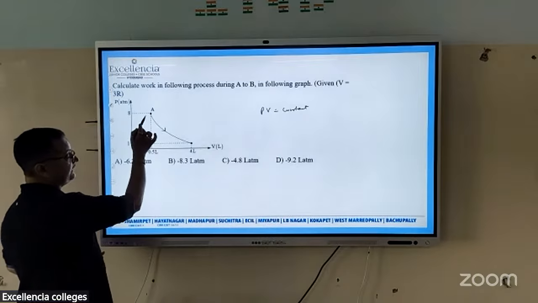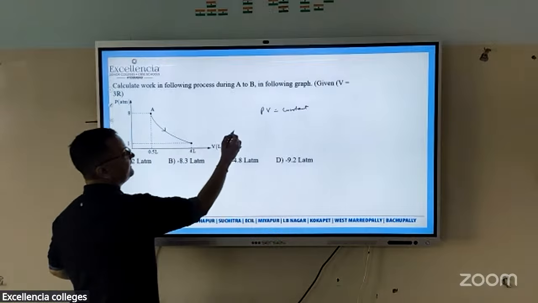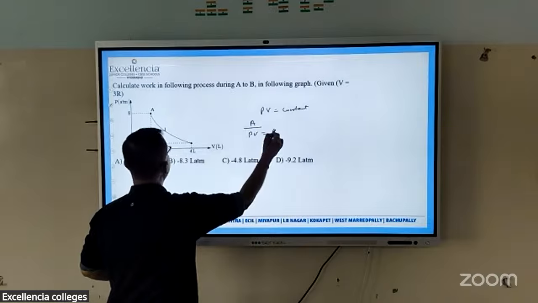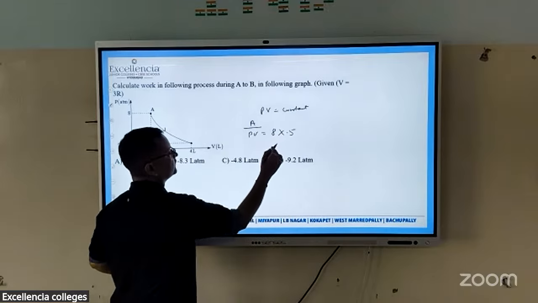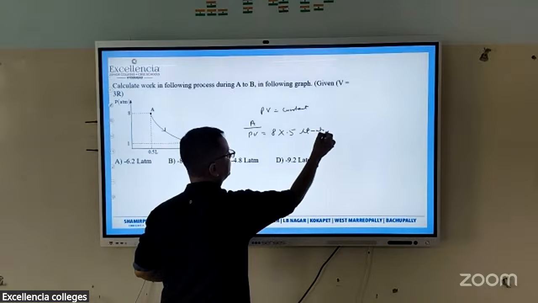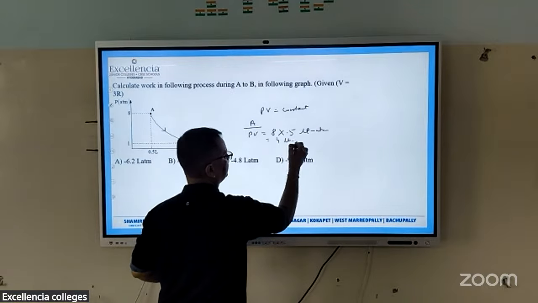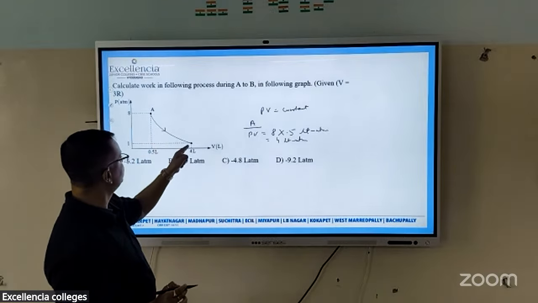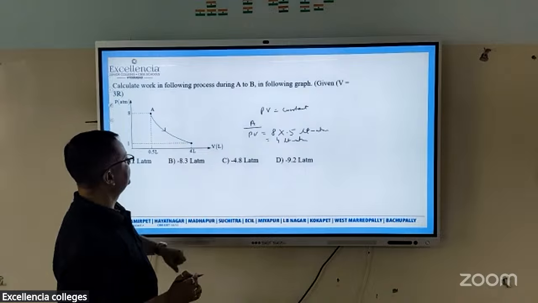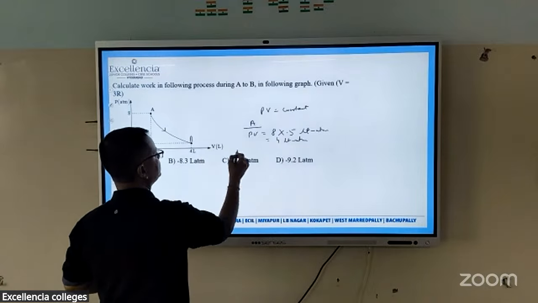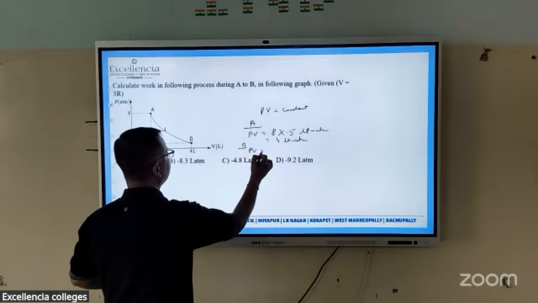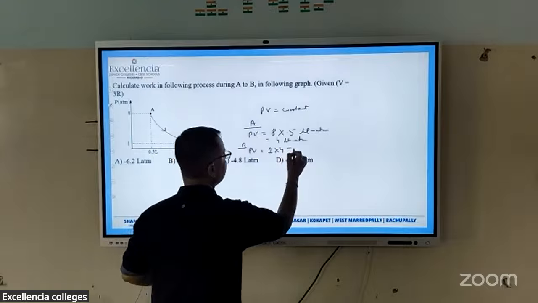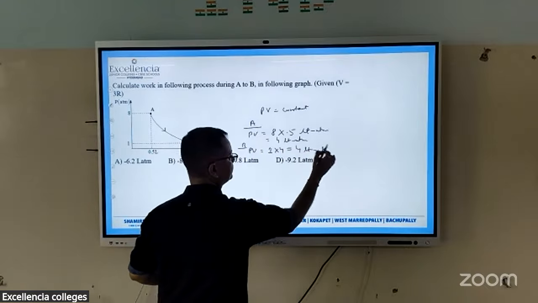Tell me, at a point on the graph, what's the value of PV? At point A, P is 8 atm and volume is 0.5 liter. So PV comes to 4 liter atm at point A. Correct? And we can also check at the final point B. What is the PV value? P is 1 and volume is 4, so PV is also 4 liter atm.